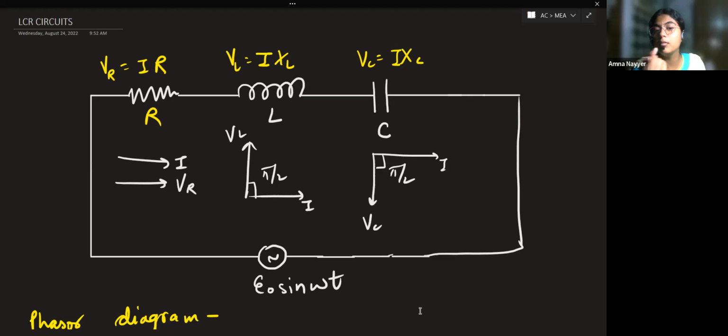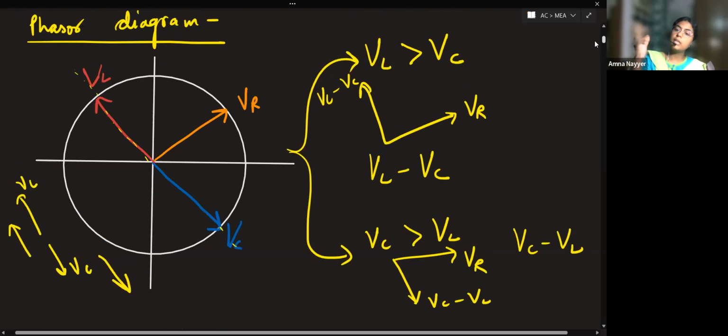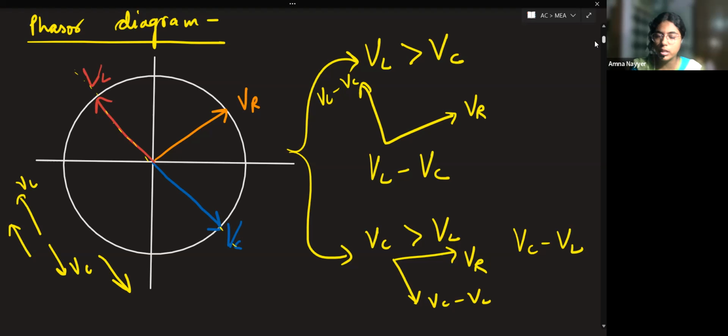Then we had the inductive circuit where voltage was leading by 90 degrees, and in the capacitive circuit, voltage was lagging by 90 degrees. Now, when you combine all these three factors in a single circuit, that is known as a series LCR circuit. Specify series because here the resistor and inductor are not connected in parallel, but connected in series with the capacitor. All three are connected in series. Fine. So in the phasor diagram, we had seen that two cases are possible. Either voltage across the inductor could be greater than voltage across the capacitor, or voltage across the capacitor could be greater than voltage across the inductor. All these things we had seen.